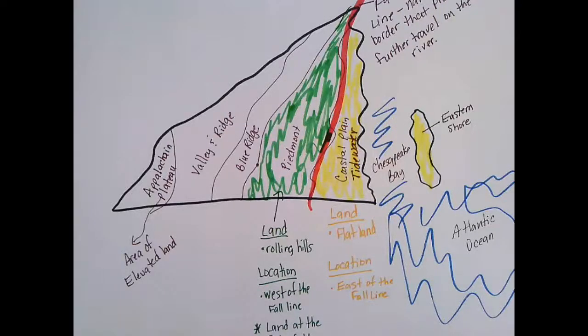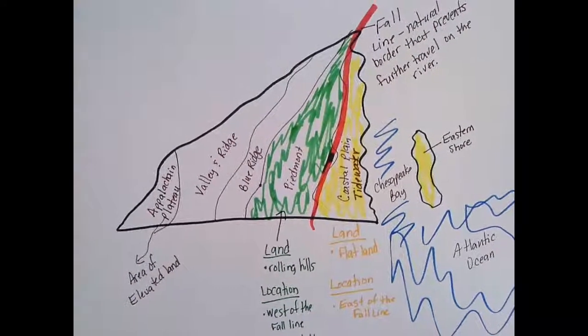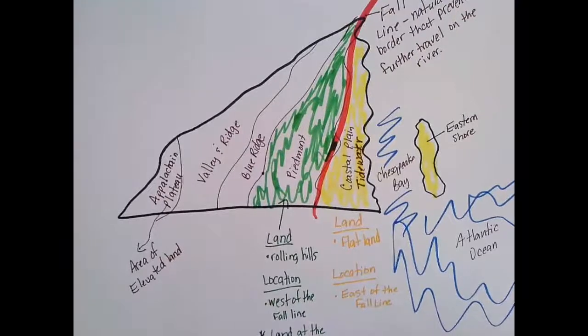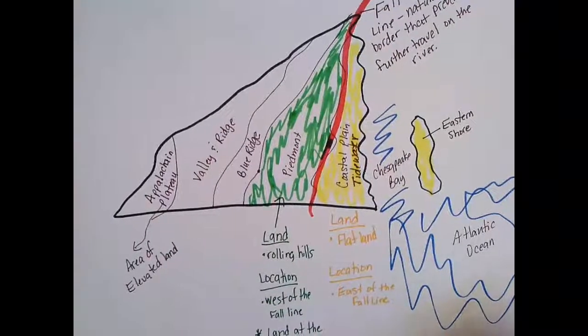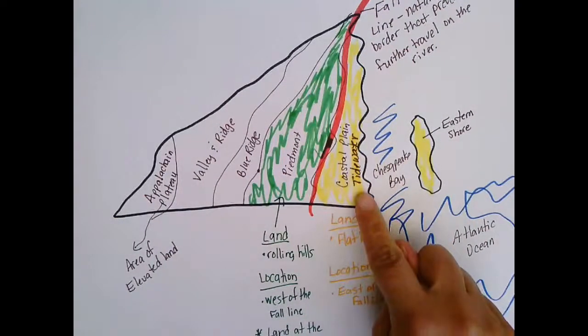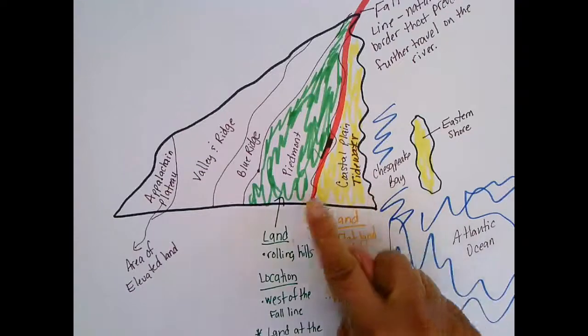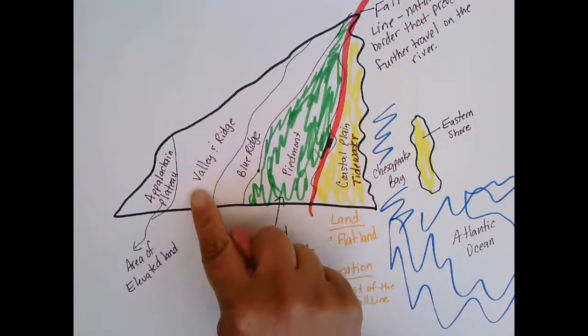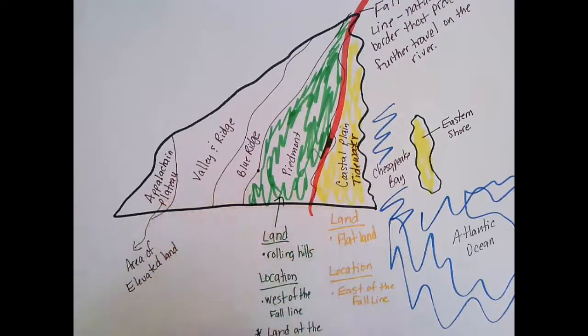All right, boys and girls, we're back. So make sure you go ahead and get out your anchor chart from yesterday, the one that we started. And again, we are reviewing the regions and their characteristics. So we have the coastal plain tidewater, Piedmont, Blue Ridge Mountains, Valley and Ridge, Appalachian Plateau.